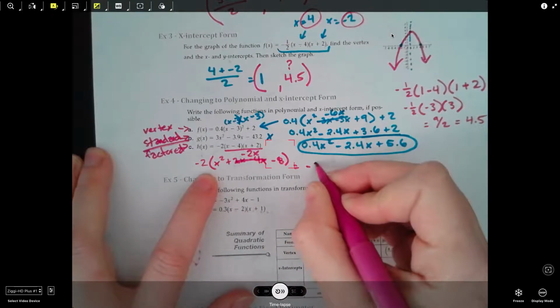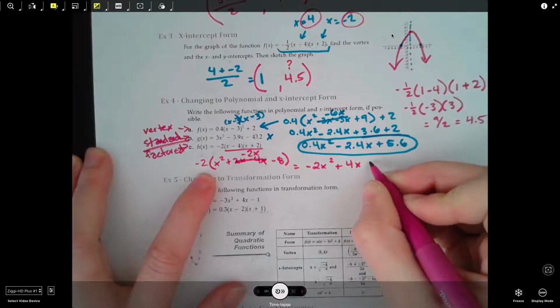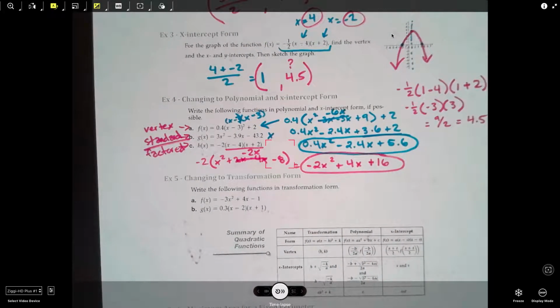So he will be, I hear Macy Pro back there. Negative 2x squared plus 4x plus 16.